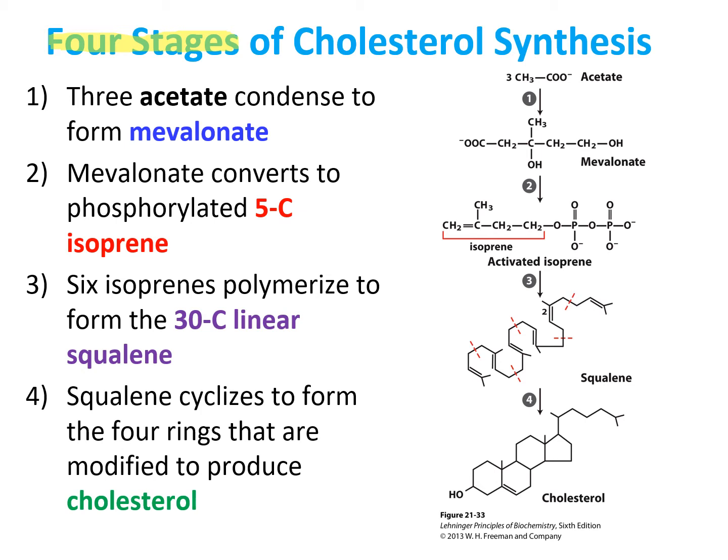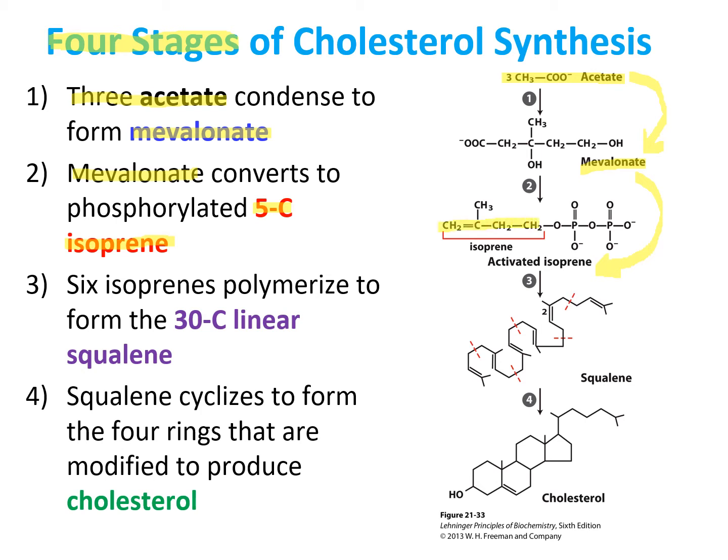Stage number one: we take three acetate molecules, or three acetyl CoAs, as we can see in the diagram as well, and join them together. The process is called condensation, and we give rise to the molecule mevalonate. So stage one, three acetates to mevalonate. Stage number two: mevalonate is converted into a 5 carbon molecule known as isoprene. So stage 2, mevalonate into activated isoprene, which is a 5 carbon molecule.